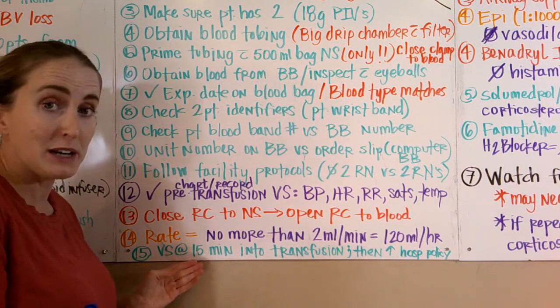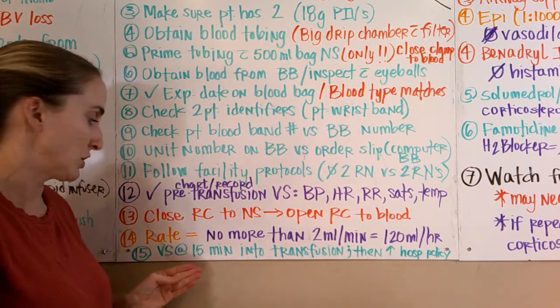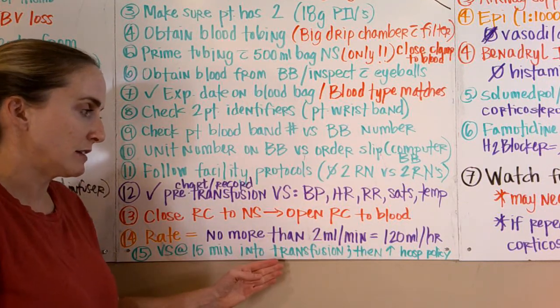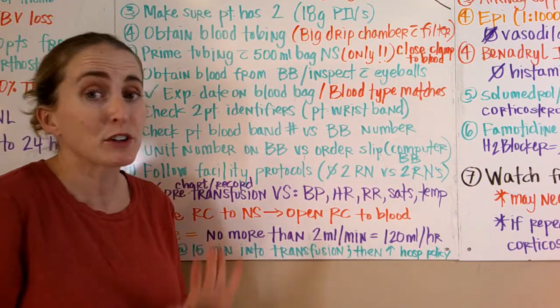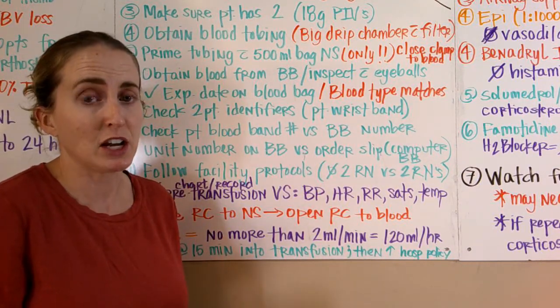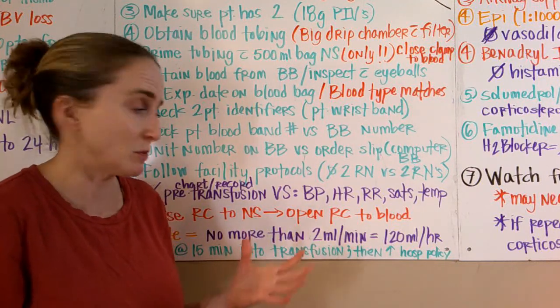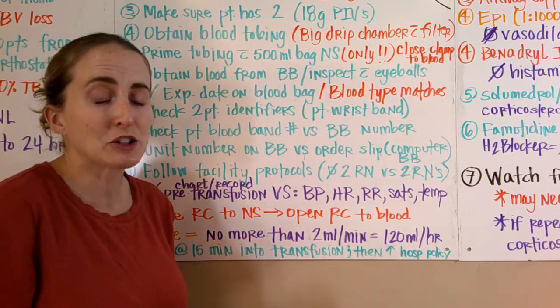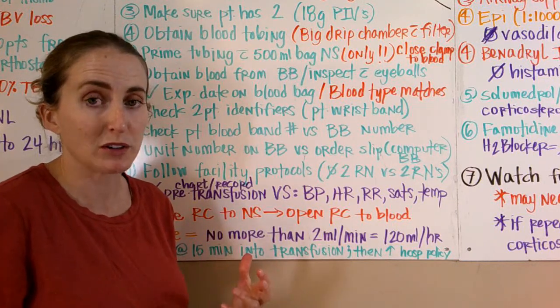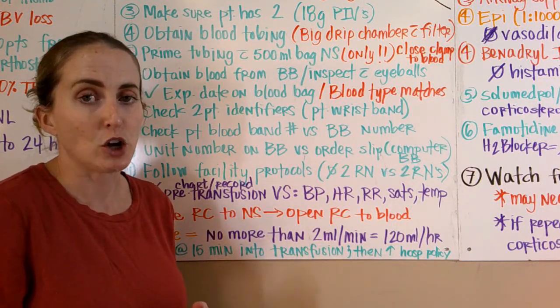Then at 15 minutes into the transfusion, we get another set of vital signs, okay? Then if everything's okay and the patient's not having any sort of reaction and their vital signs are fine, you don't have an elevation in temp or respirations or anything like that, then we can increase the drip rate per hospital policy, and it's most likely dependent on the unit.